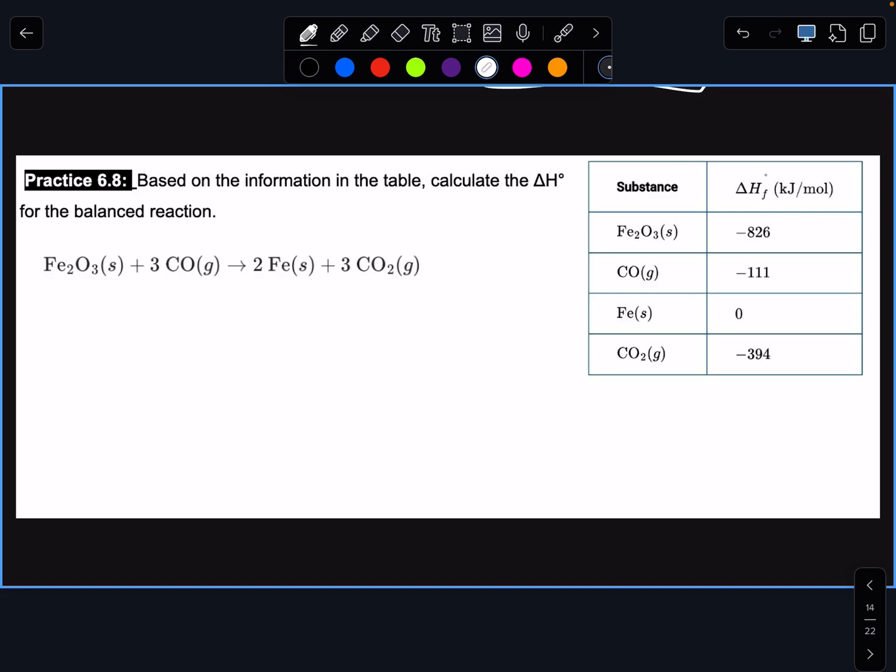Okay, that makes sense? So that's why it's kind of like bonds broken, bonds formed, but we're not looking at each individual bond. You're just looking at the molecules. Yeah. So, does that help?